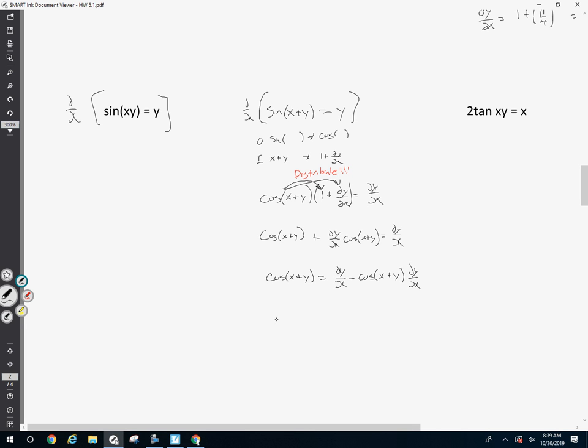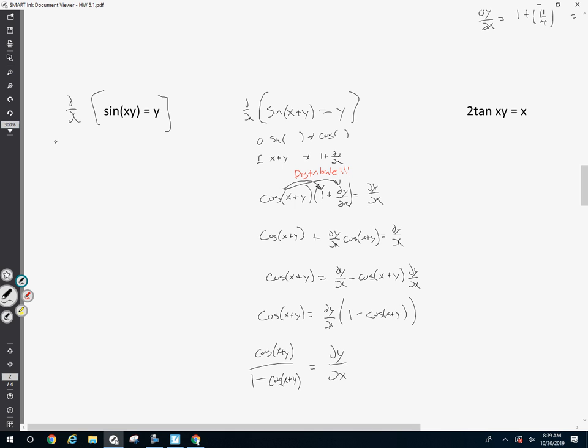Oh, I moved it over there, but whatever. I get cos(x + y) = dy/dx minus cos(x + y) times dy/dx, which gives dy/dx = cos(x + y) over 1 minus cos(x + y). Okay?